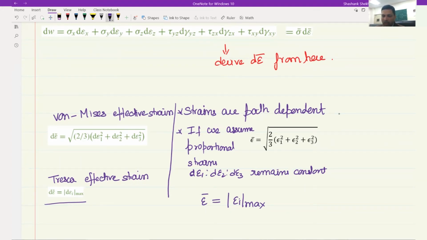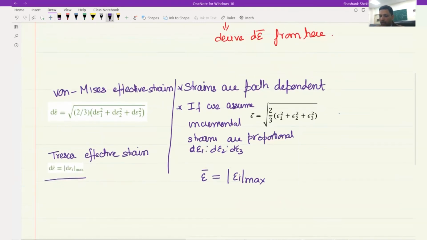Here too, this is the accurate relation, but if we assume that the incremental strains are proportional, okay, so yes, this is the term I missed here. If we assume incremental strains are proportional, this is a better phrasing, that the incremental strains are proportional, which means d epsilon 1 is to d epsilon 2 is to d epsilon 3 remains constant. Then this is what we get.